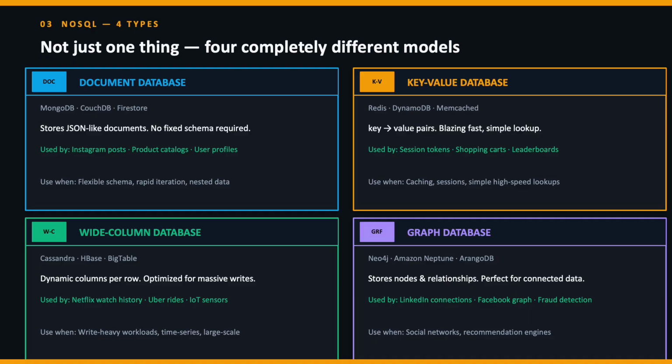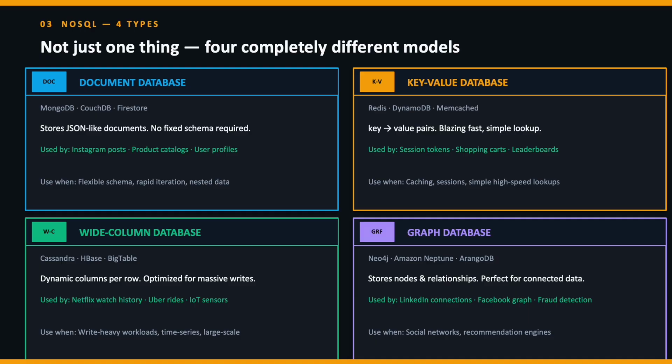Type 3, wide column databases. Imagine a spreadsheet where each row can have completely different columns. Row 1 might have 10 columns, row 2 might have 50, and writes are extremely fast even at billions of rows. Cassandra, HBase, and Google Bigtable are the wide column databases. Netflix stores your watch history in Cassandra. Every time you watch something, that is a write. Billions of writes per day. Cassandra handles it without breaking a sweat.